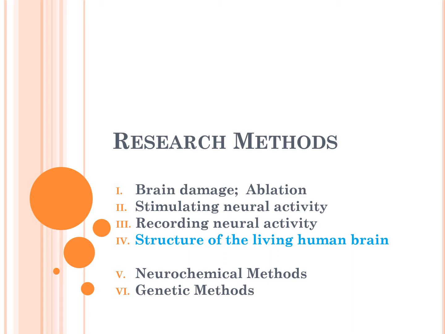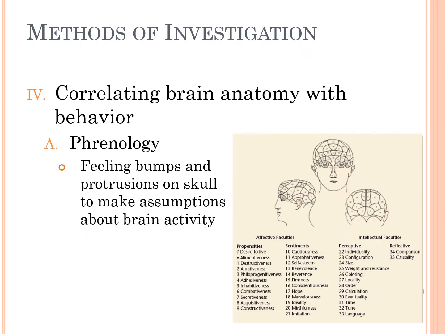In this last slideshow about research methods, I'm going to go through some of the structure of the living brain and some of the assumptions that we make from correlations. In this section I have called correlating brain activity with behavior. If you notice in the original outline, it's called the structure of the living human brain. I'm talking about the same thing here, right?